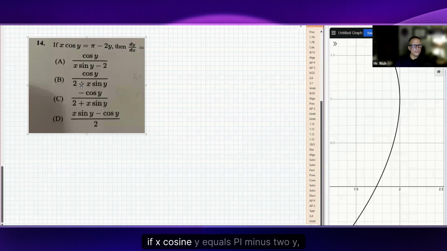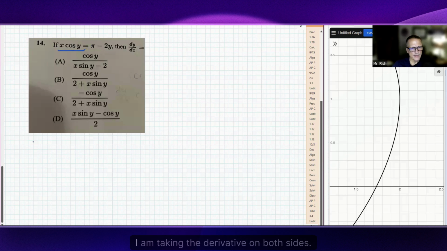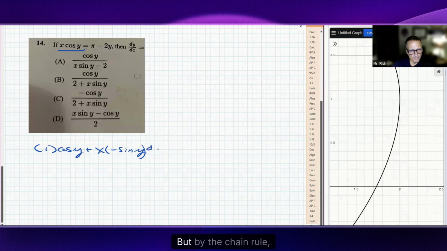Next, if x cosine y equals pi minus 2y, then what is dy dx? Product rule is coming into play right here. I am taking the derivative on both sides. So the derivative on the left will be the derivative of the first, x. The derivative of x is 1, I should say, times cosine y, plus the first times the derivative of the second, but by the chain rule, I must multiply by dy dx. So the derivative of cosine is negative sine. On the right-hand side, the derivative of pi is 0, and the derivative of negative 2y is negative 2 dy dx.